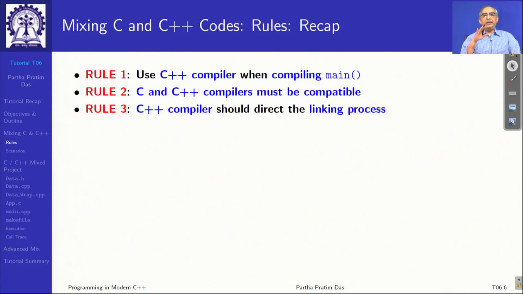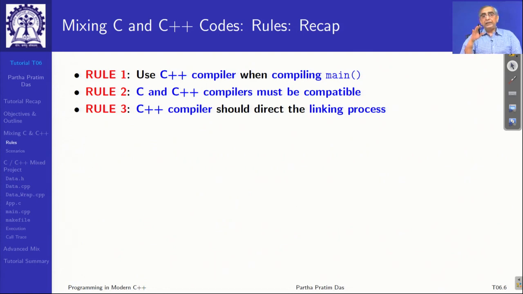The second rule is that the C and C++ compilers must be compatible. Preferably they must come from the same vendor, and it is best if they are of the same version, like GCC. It provides gcc for C code with .c and for C++ with .cpp, or you can use g++ for that matter also. The compatibility of the compiler and the C standard library across the C and C++ compilers is a necessity to make sure that we do not go through several rough edges.